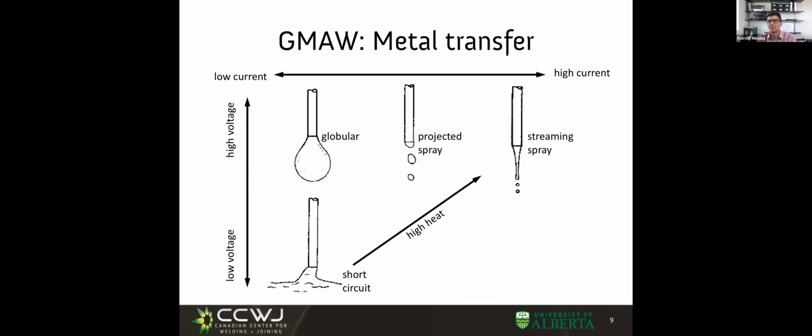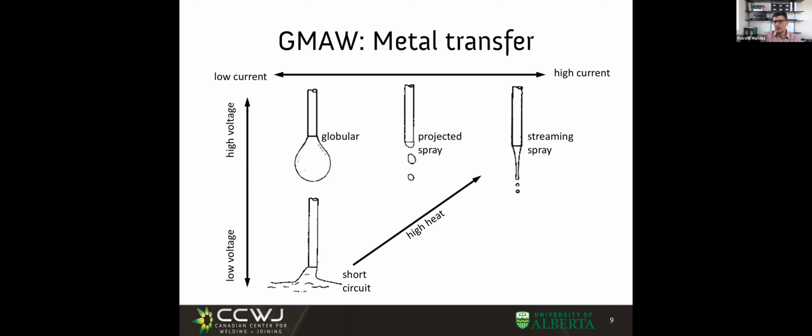How about, does anybody want to venture a guess why low voltage results in short circuit? Well, for the sake of time, I'm going to tell you the official answer.